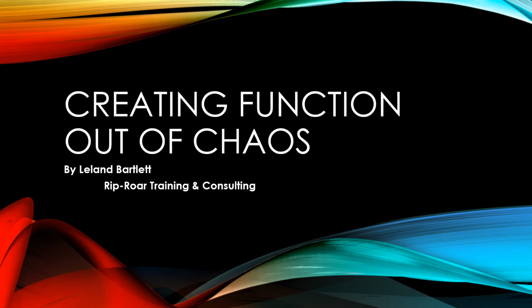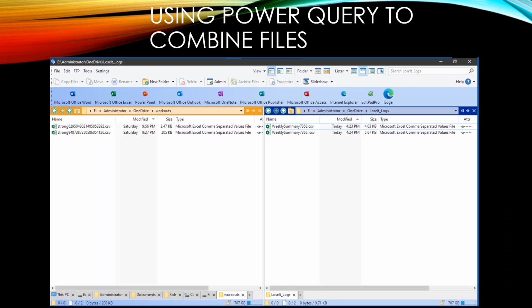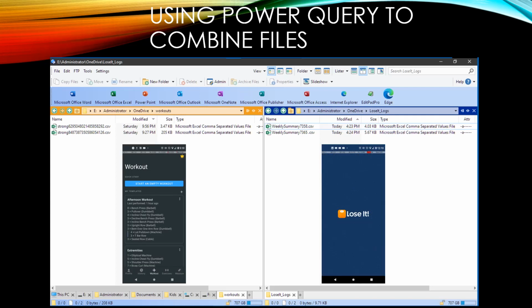Out of Chaos. And what I mean by that is that we're going to take two files that are in text formatting and we're going to combine them together into one worksheet. And then we're going to take another formatting of a text document and we're going to do the same thing. And these are from my two applications that I use.